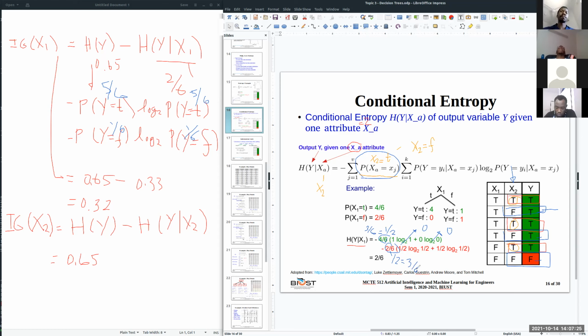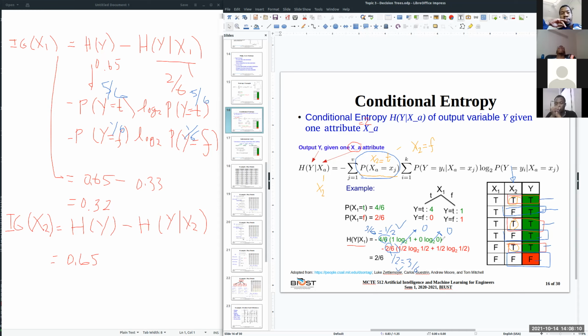Okay. You understood. So that's 3 over 6. This is correct now, and this is correct now. That okay? And now when you have y being true given x2 being true, these red boxes here, given all these red boxes, how many y's are true? So 3. So 3 over 3. So this is 1 log 1 and nothing about false. So 0 over 3, 0 log 2, 0.